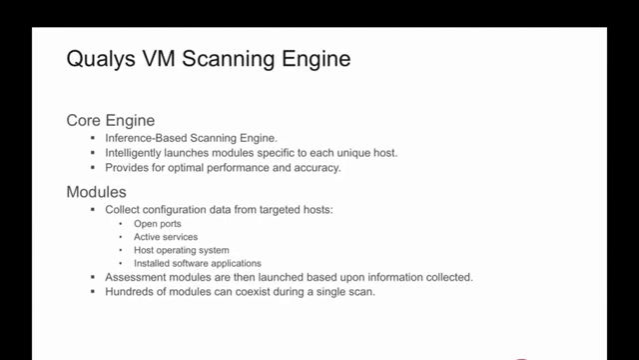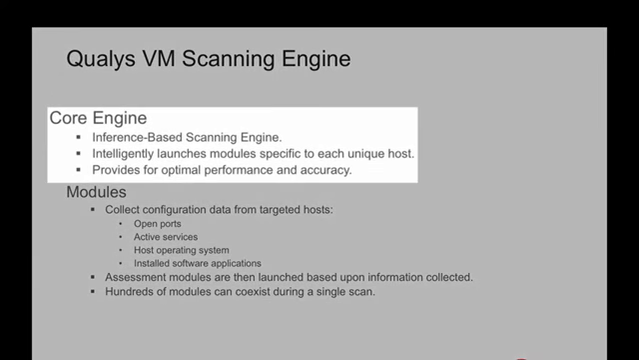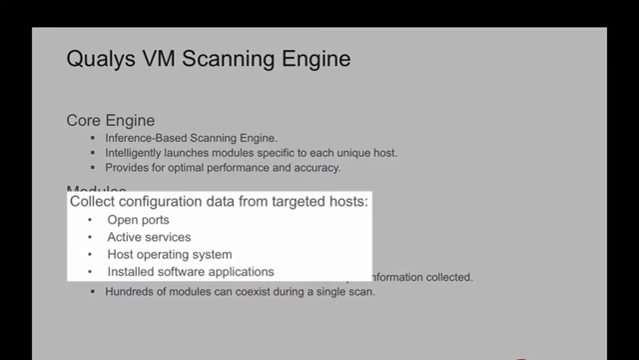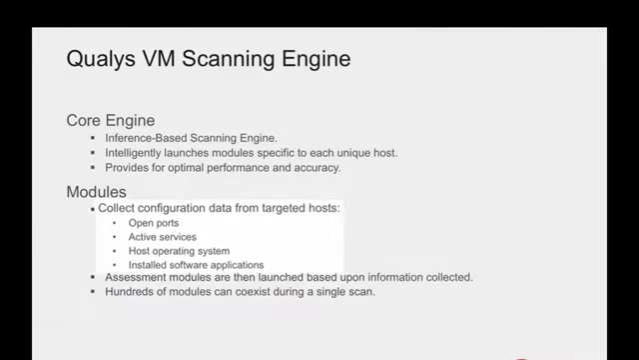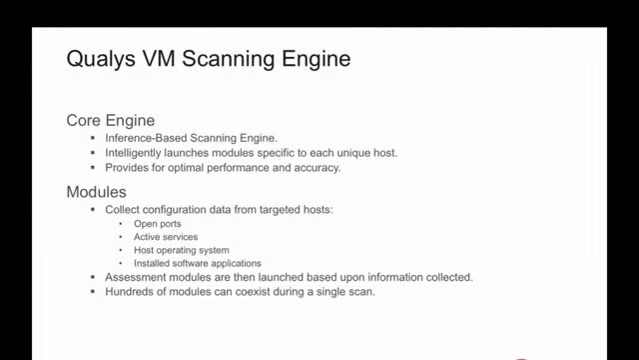This video will focus on vulnerability assessment scanning using a Qualys scanner appliance. The Qualys Vulnerability Management application uses an inference-based scanning engine that only launches the appropriate modules and assessment tests for each targeted host, which helps to increase the performance and accuracy of your vulnerability scans. Initial modules are launched at the beginning of an assessment scan to collect the data needed by the scanning engine to select the appropriate vulnerability assessment modules and tests.